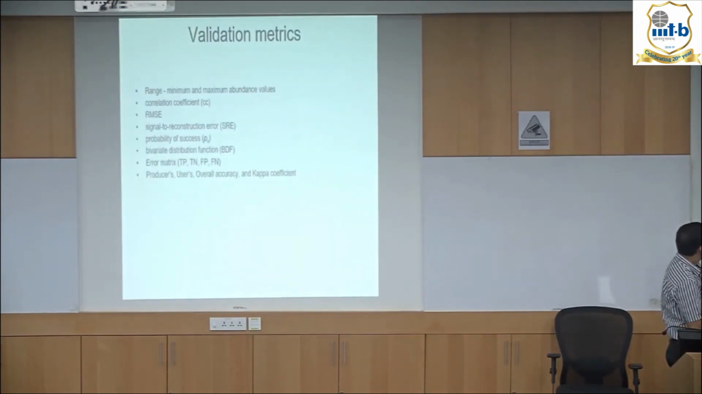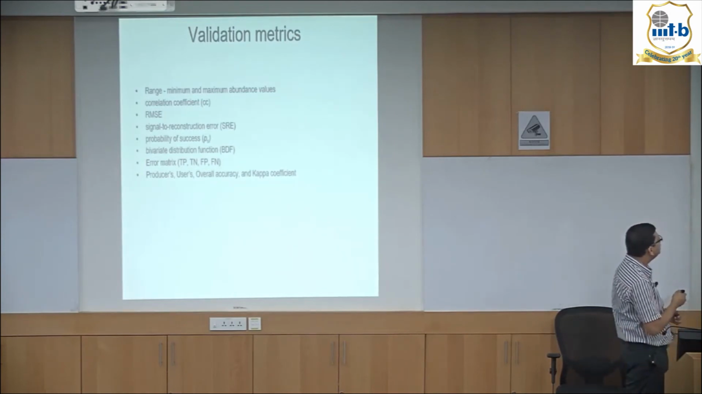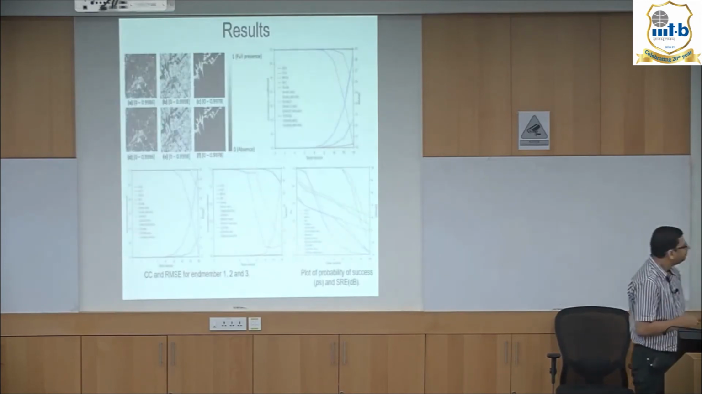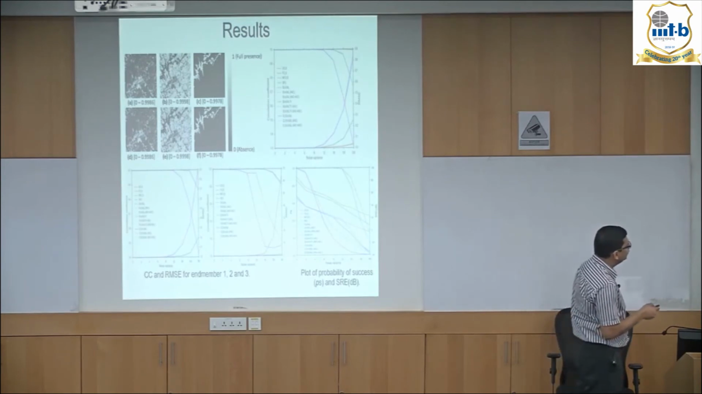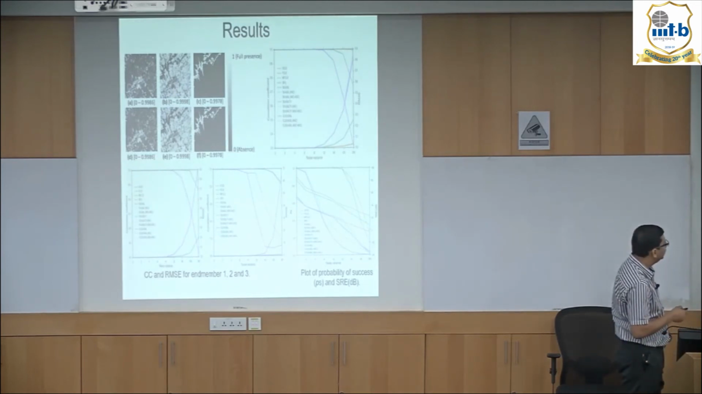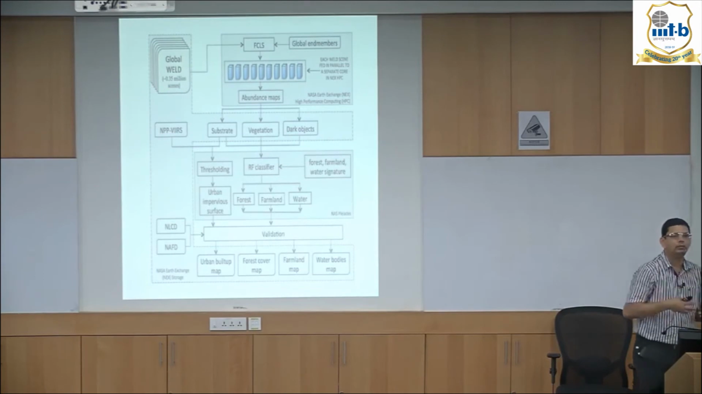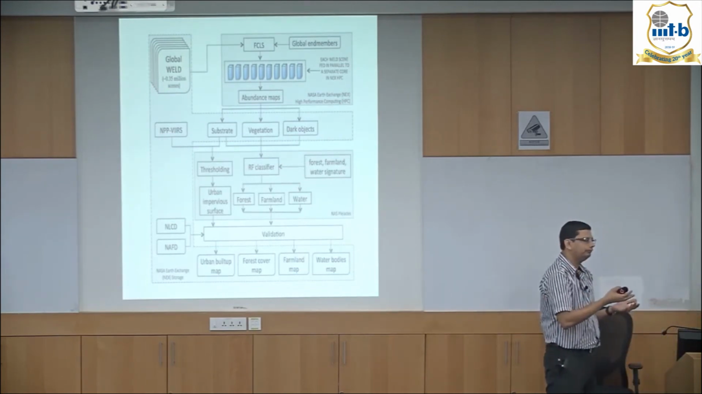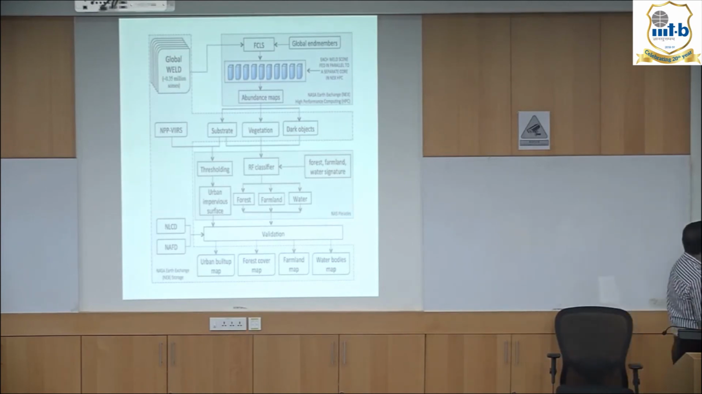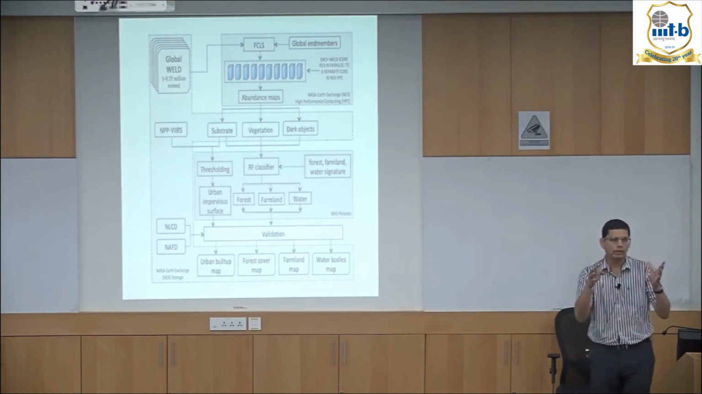So the 20 algorithms were first validated rigorously using these criteria: range, correlation, RMSE, SRE, probability of success, etc. And then we compared all these algorithms, which are listed here. It is not quite visible, but they are written in smaller fonts. And this is a graph of correlation and RMSE, and this is probability of success. So we found that among all, the fully constrained least squares is really robust across noise levels. So then we used this fully constrained least squares method, where we obtained some enhancement in time complexity. We used it to classify almost 0.35 million images of the entire globe.